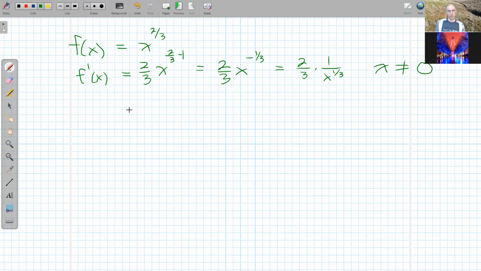So what do I know here? I know that f prime of 0 does not exist, which means x equals 0 is a critical number.